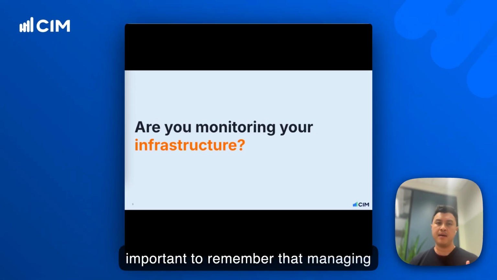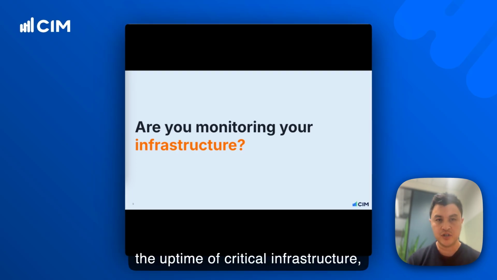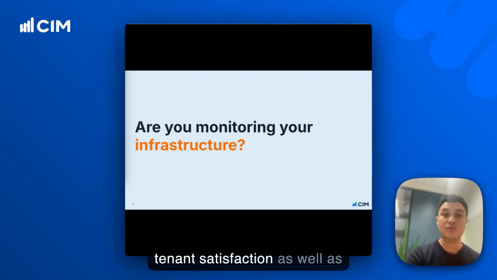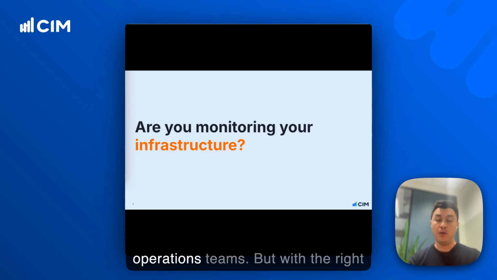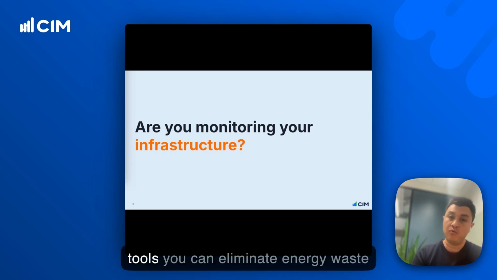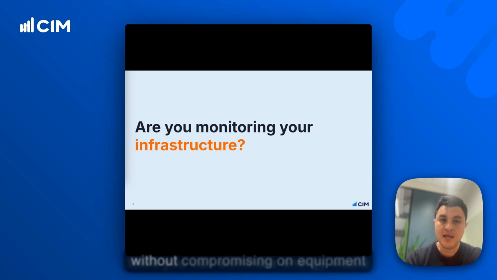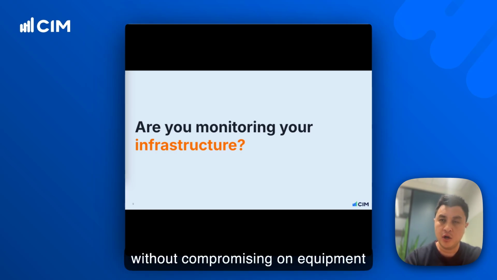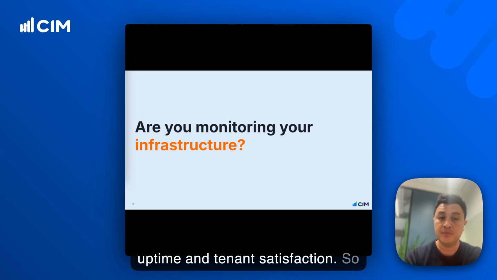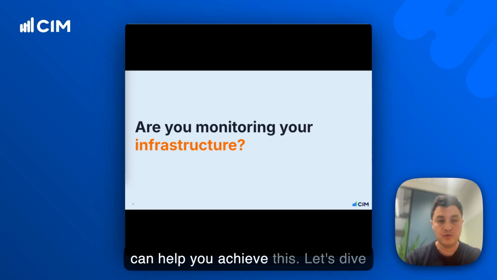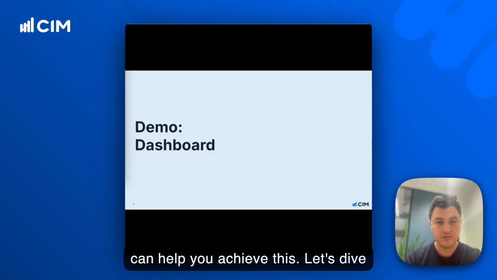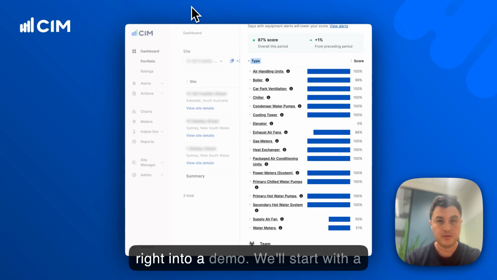Now, it's important to remember that managing the uptime of critical infrastructure, tenant satisfaction, as well as managing the continuous energy efficiency, this is no easy task for operations teams. But with the right tools, you can eliminate energy waste without compromising on equipment uptime and tenant satisfaction. So let's see how CIM's Peak platform can help you achieve this. Let's dive right into a demo.